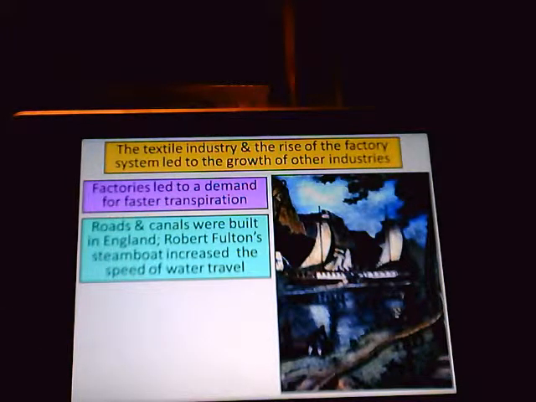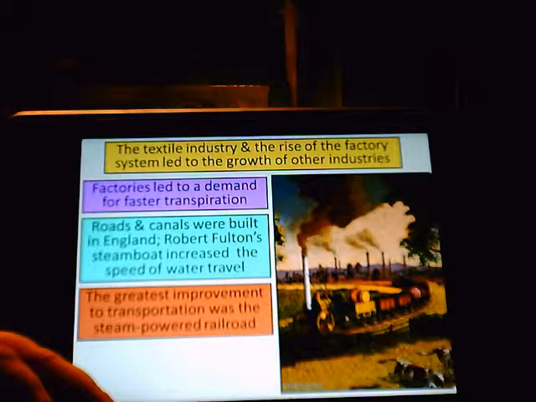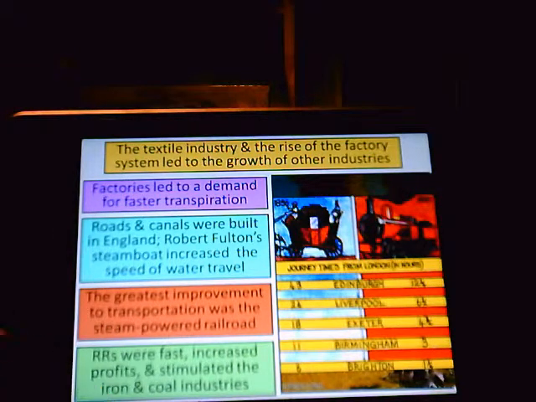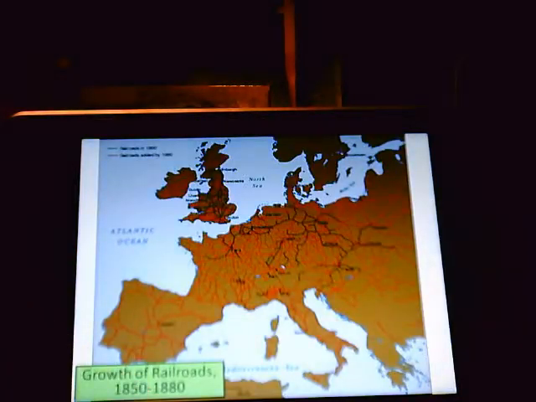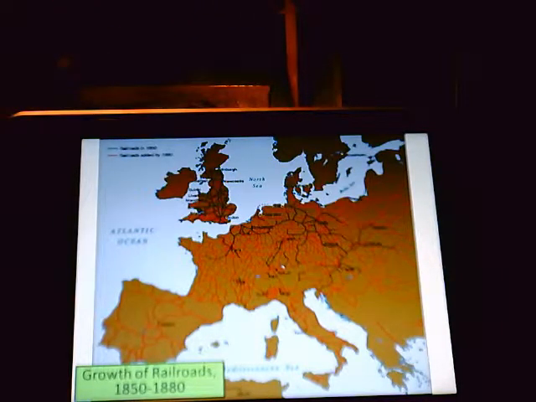Factories led to a demand for faster transportation. Roads and canals were built in England. Robert Fulton's steamboat increased the speed of water travel. No longer were they reliant on the currents. They could just power through it now if they had to. The greatest improvement to transportation was the steam-powered railroad. Railroads were fast, increased profits, and stimulated the iron and coal industries. As you can see, look at just how much track was laid down in England over a 30-year period.